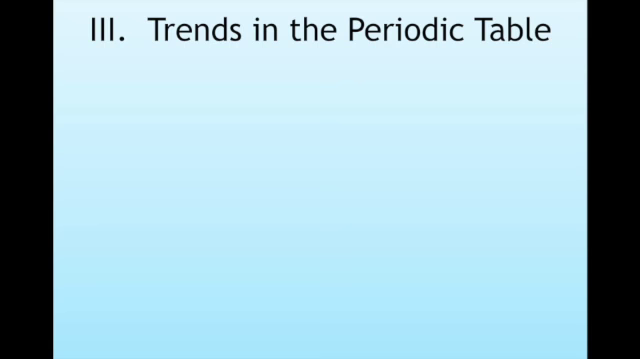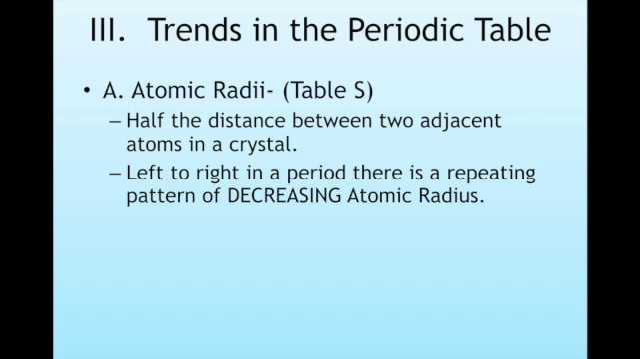So the first term we're going to look at is atomic radius, or radii. This is going to be found on table S. Most of the stuff that we're going to talk about is going to be found on table S or on the actual periodic table itself. This is how we measure it: it's half the distance between two adjacent atoms in a crystal.